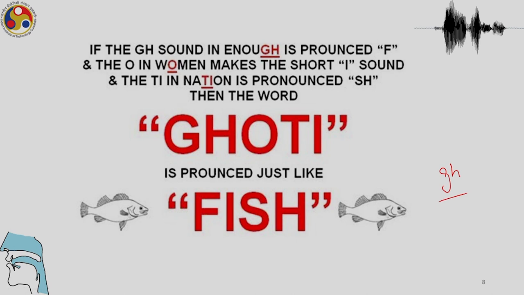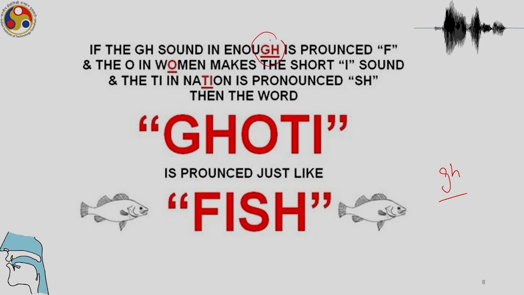And again, continuing with our GH sound combination, this is attributed to various people. This particular saying is that if the GH sound in enough is produced as F, and the O in women makes the short I sound, and the TI in nation is pronounced as SH, then the word G-H-O-T-I is pronounced just like fish.